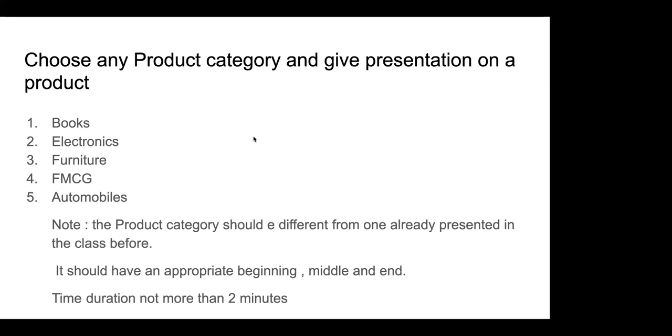Now you can begin about any of the books. If you have read a book and you want to tell about it to the people, use the anecdotal beginning or a questionable beginning or a statistical beginning. Similarly, for any of the gadgets or furniture, you would talk about how furniture is available on various sites, including a study table, maybe a different type of dining table or something like that. And you have to talk about it.